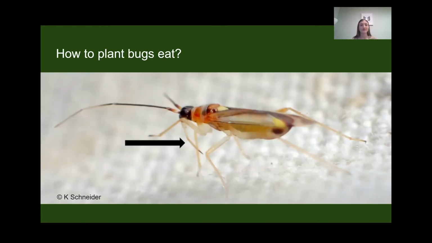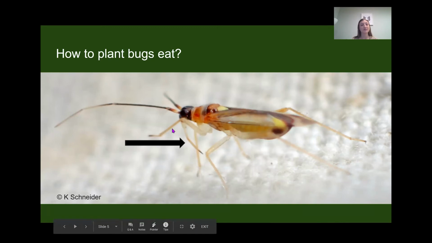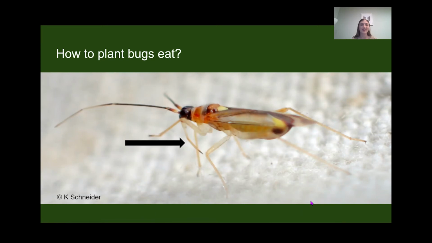So they eat by using their rostrum here, which you might notice does not look like our jaw at all. Instead of chewing, they have piercing, sucking mouth parts. So they pierce the plant, and then they suck up all the juices, or they pierce the insect and suck up all the insect's juice.